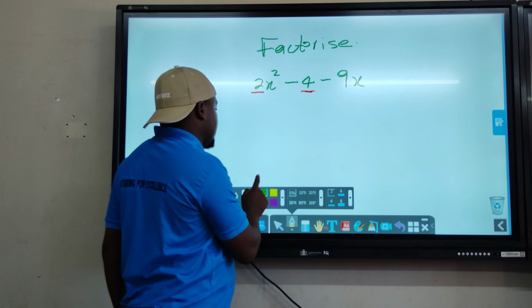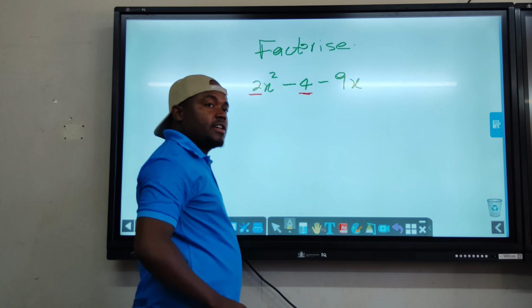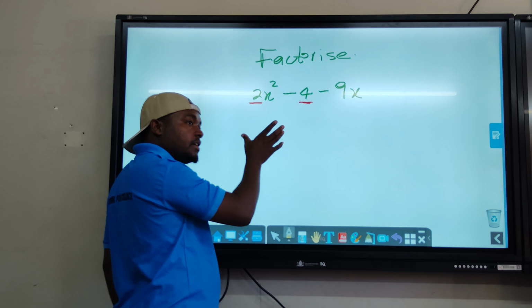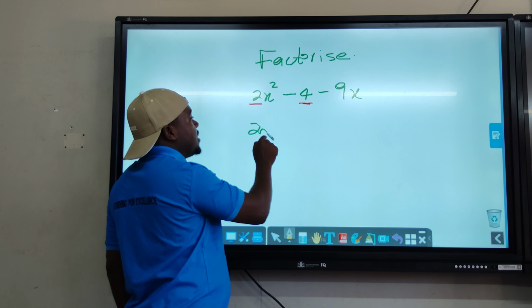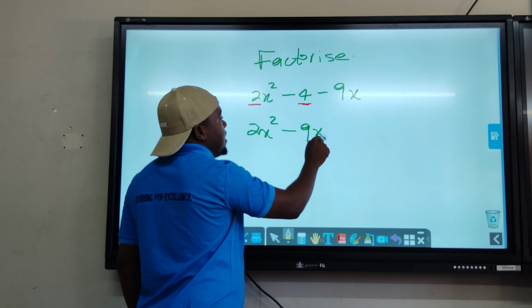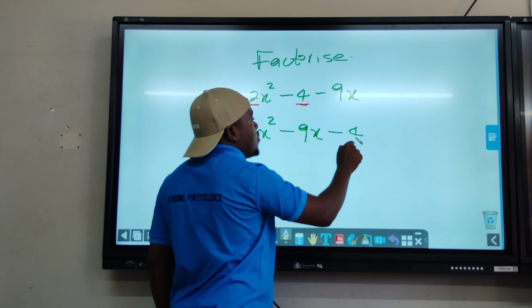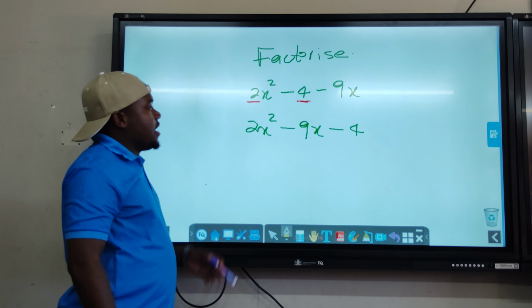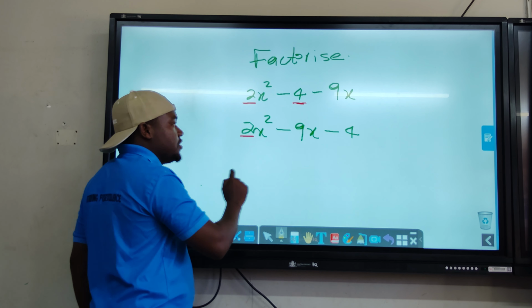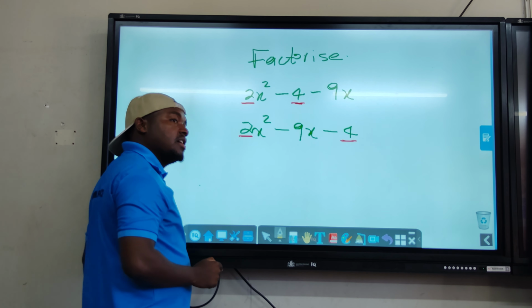To not make a mistake of taking the 9x as a constant, you have to put this expression in order. You start with the x with the highest exponent, followed by any x, and then the last one is the constant, if it's there. Now it is in order, we can clearly see that the coefficient of x squared is 2, and the constant is 4.